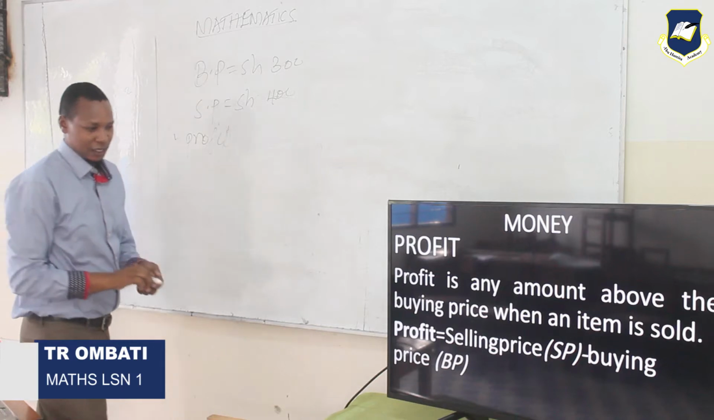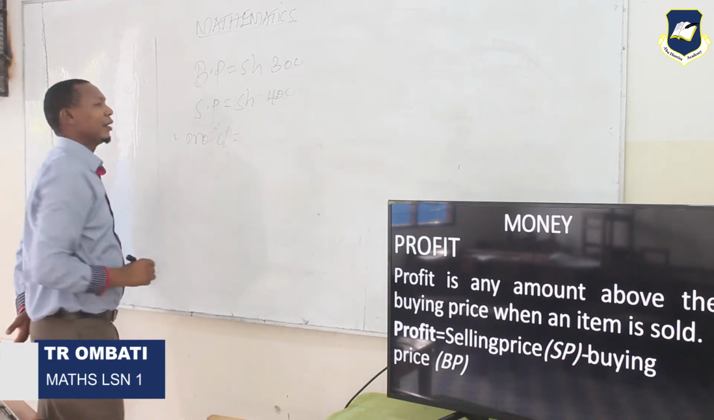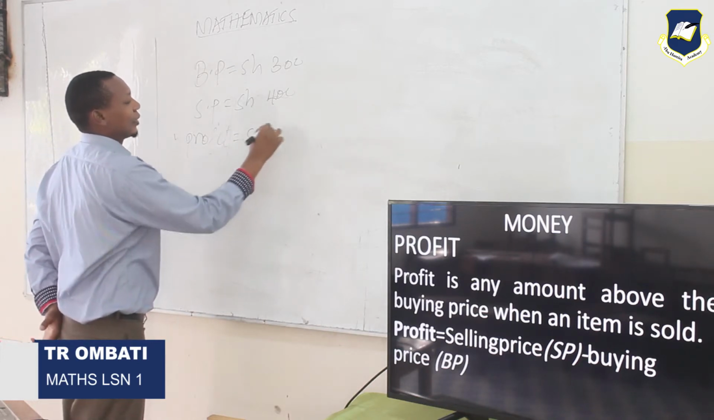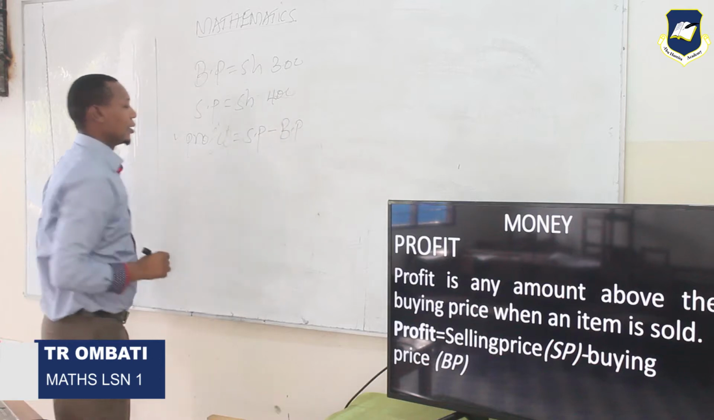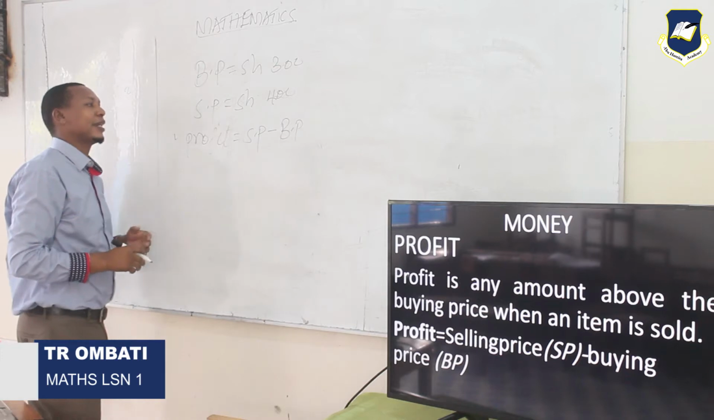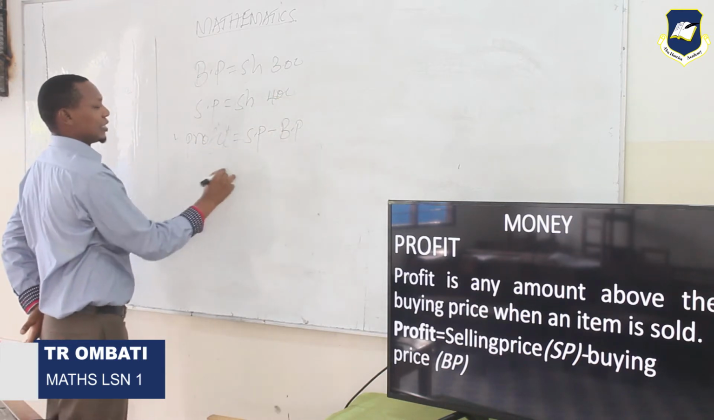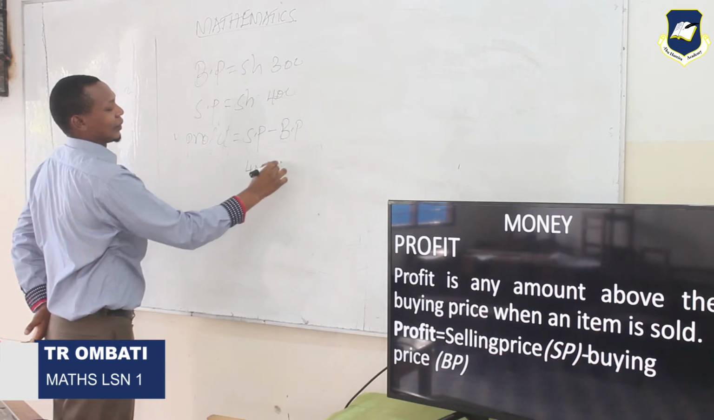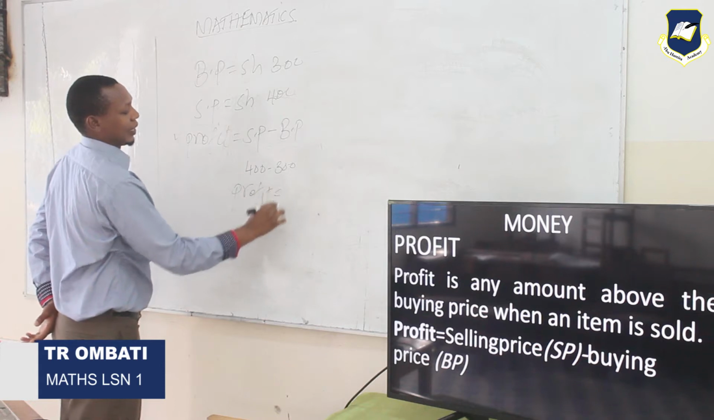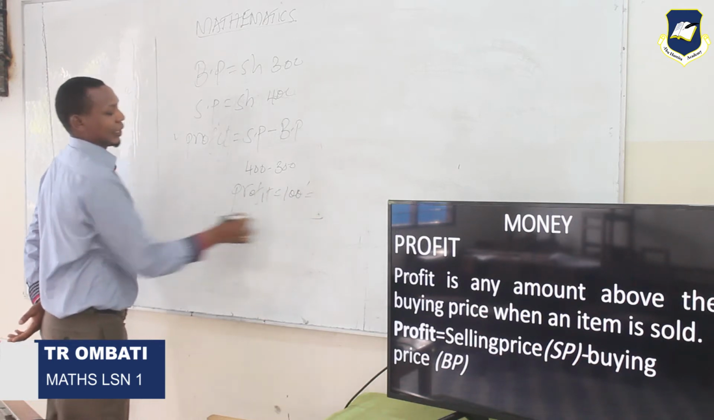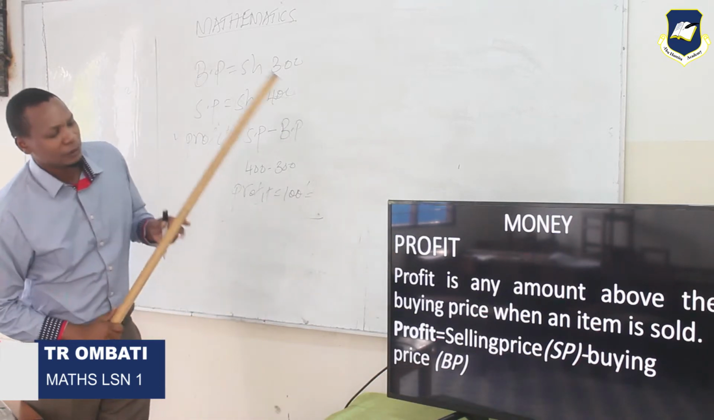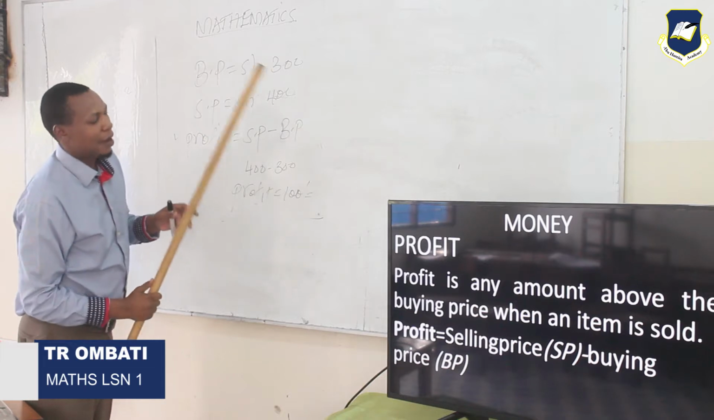What is our profit? Our profit will be the selling price minus the buying price. That is it. In our case, it will be 400 minus 300. Our profit now will be 100 shillings. That is our profit. So we now come back again to see what we mean by profit.